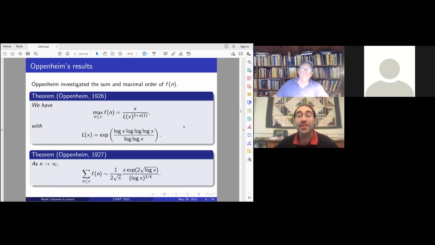In the very next year, he found a formula for the sum of little f of n for all n less than or equal to x. So we got this formula down here, 1 over 2 root pi x e to the 2 root log x over log x to the 3/4. And he got both of these just from the Dirichlet series that we saw in the previous slide. So it really is a powerful tool. And this was only slightly after Hardy and Ramanujan's asymptotic formulas for the partition function.